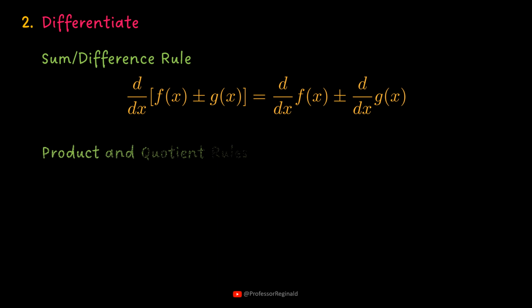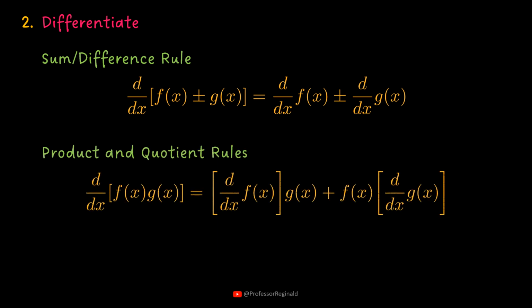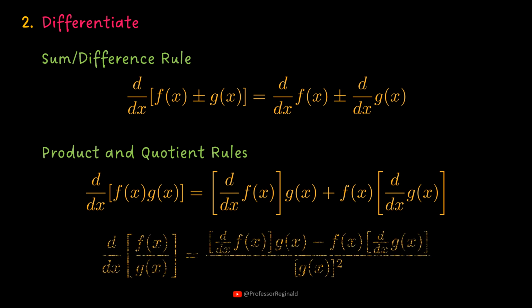Product and quotient rules. Apply the product or quotient rule when the product or quotient cannot be further simplified, or when differentiating directly is easier than expanding the product or the quotient before differentiating.